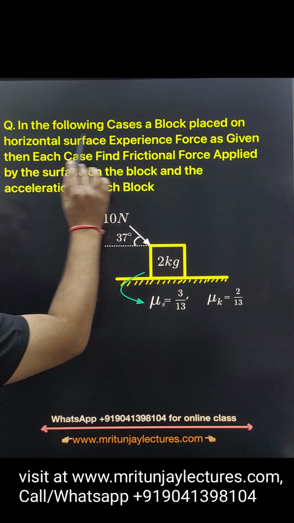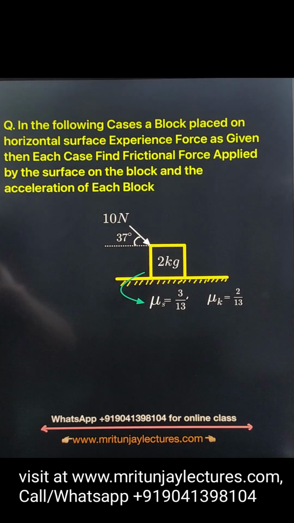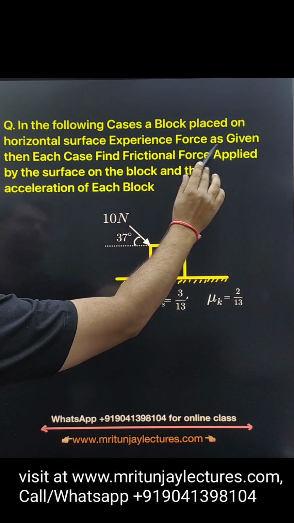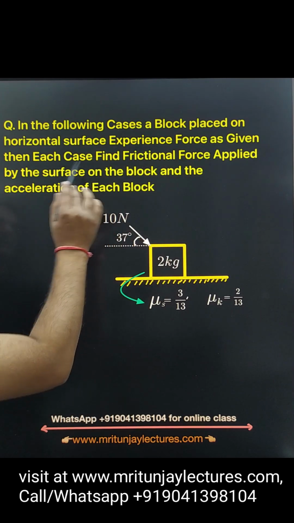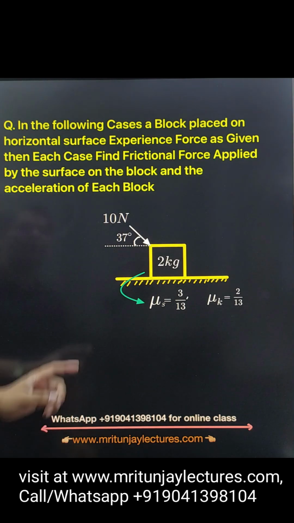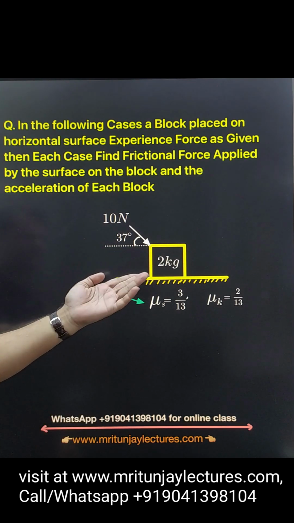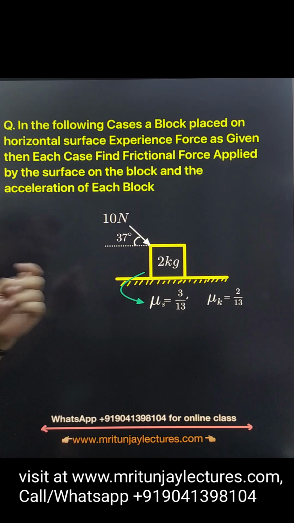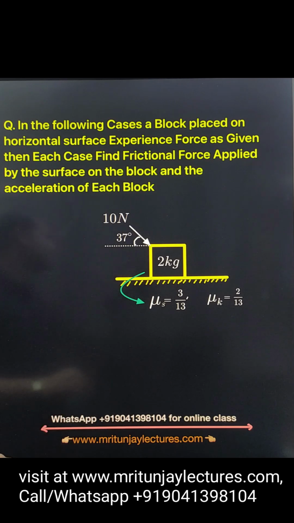Now, question of the day. In the following case, a block placed on a horizontal surface like that one experiences a force as given in each case. Find the frictional force applied by the surface on the block and the acceleration of each block. Simply one block here. So what about the acceleration of the block and the frictional force?